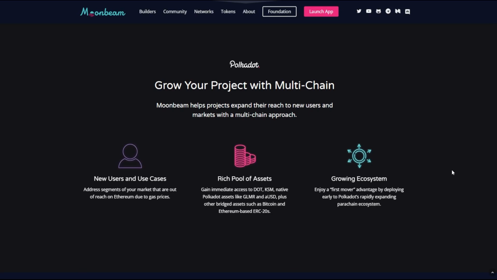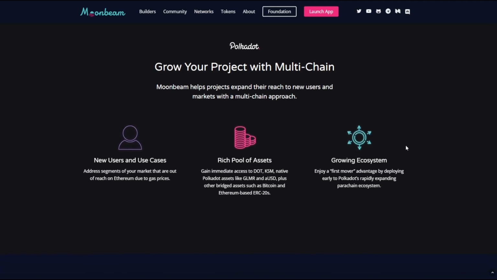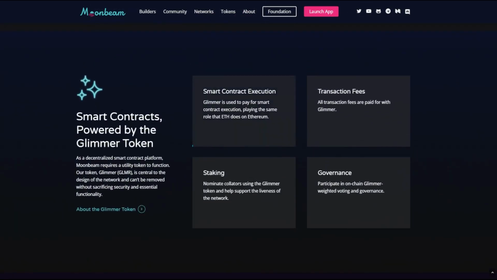You're able to acquire new users and use cases by reducing gas fees on Ethereum. You're able to access a rich pool of assets and a huge growing ecosystem. So essentially enjoy a first mover advantage by deploying early to Polkadot's rapidly expanding parachain system, which, in my opinion, Polkadot has a huge place in the future, and it's definitely something that should not be overlooked. They have amazing smart contracts powered by the Glimmer token, and Glimmer is central to the design of the actual network and can't be removed without sacrificing security and essential functionality, meaning that it will probably never be removed.